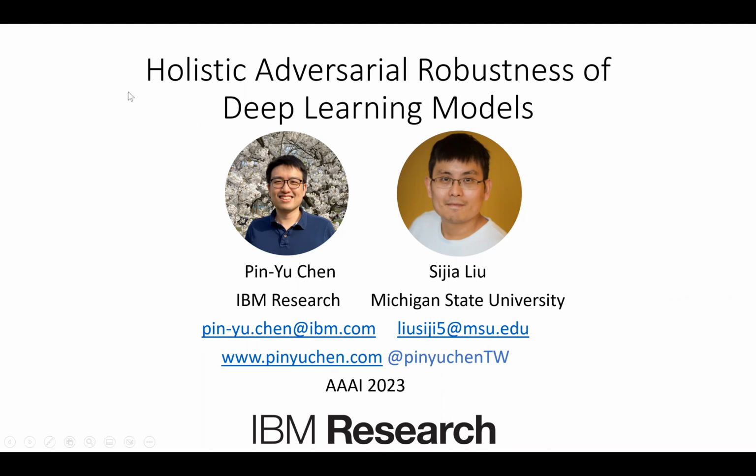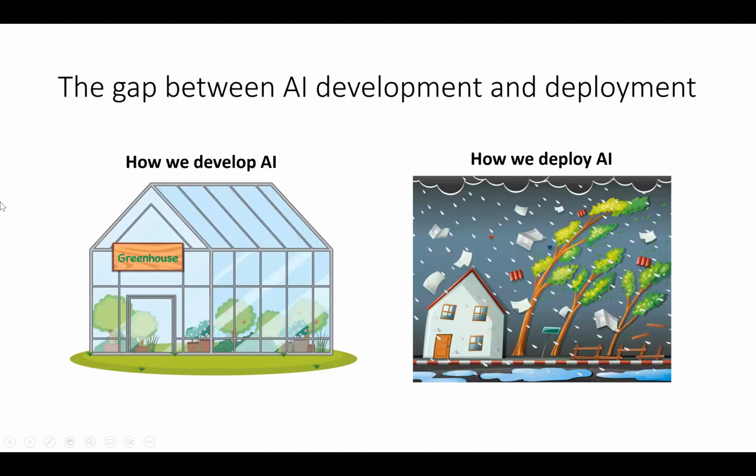So the motivation of our paper is to address the gap between AI development and deployment. In particular, when we develop AI, we assume the environment is ideal, like data are IID, there is no noise, and models are fully trained and designed, and so on. But in reality, when we deploy AI in the wild, we will encounter many challenges, like natural data shifts or even adversarial threats. So studying adversarial robustness will effectively help us evaluate and mitigate the gap between development and deployment.